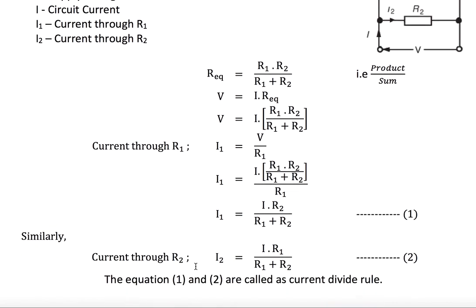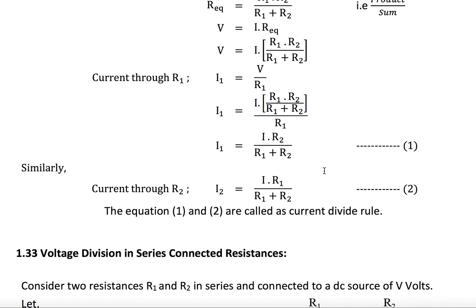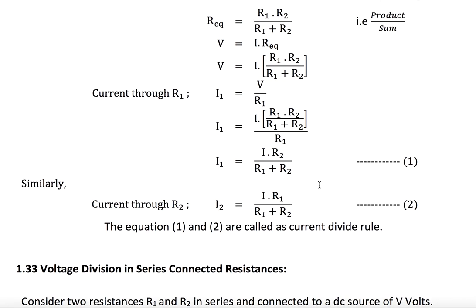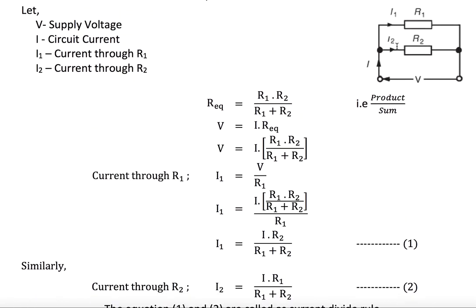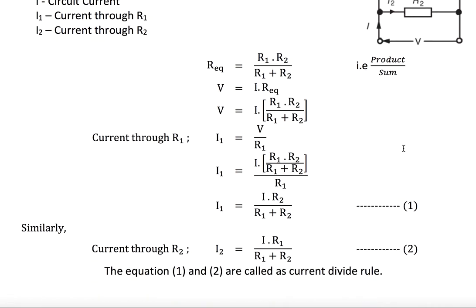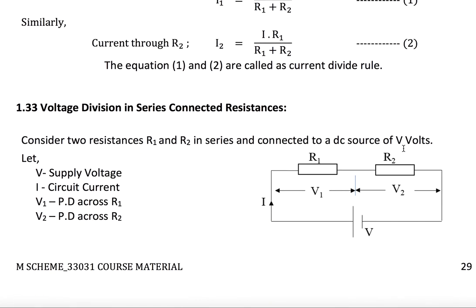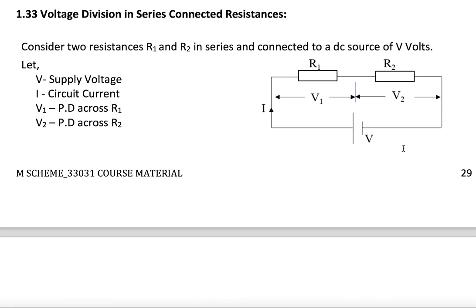What about current through R2? By following similar logic, you will get I R1 by R1 plus R2. These two equations are called the current divider rule. What does this rule say? I1, the current flowing through resistor R1, is equal to the total current into the opposite arm resistance, divided by the total resistance R1 plus R2. That is the current divider rule.